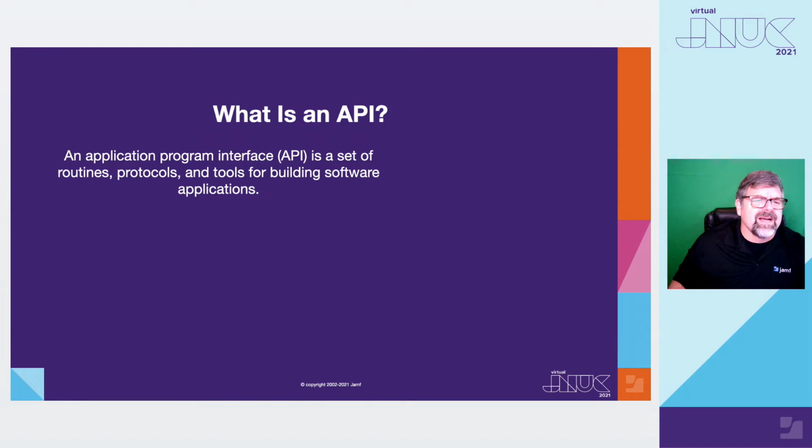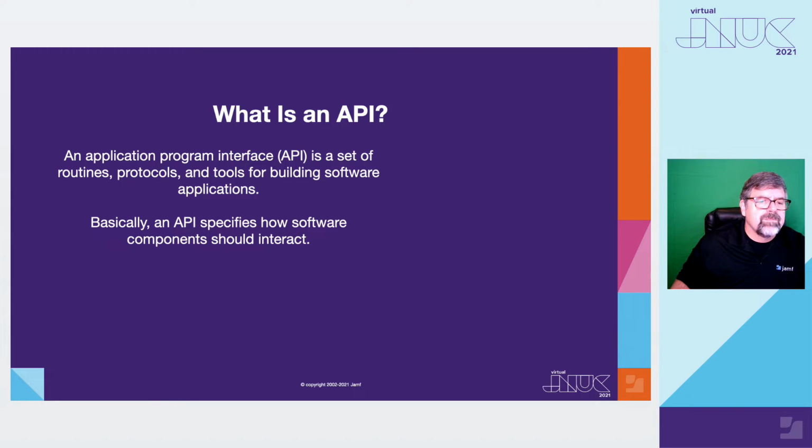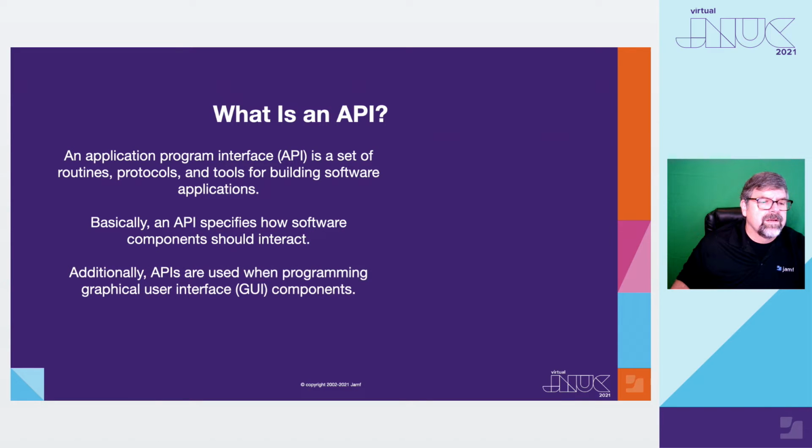So what is an API? It's an application program interface, which is a set of routines, protocols, and tools for building software applications. Basically, an API specifies how software components can interact. Additionally, APIs can be used when programming graphical user or GUI components.